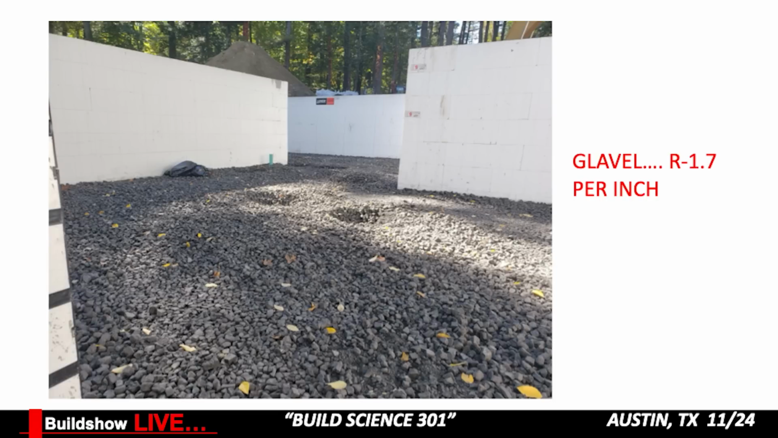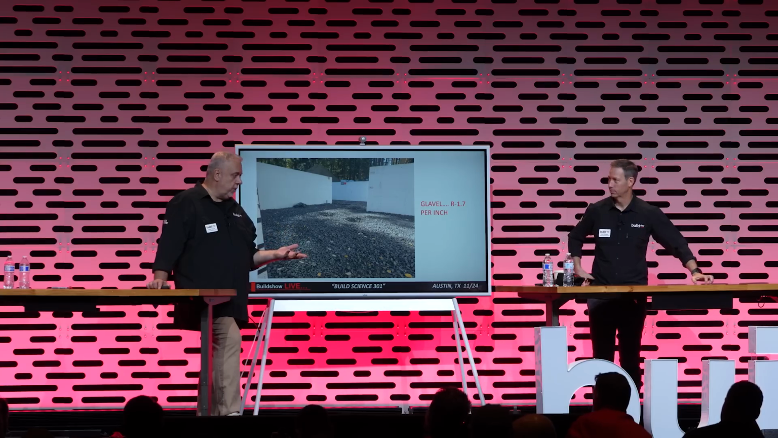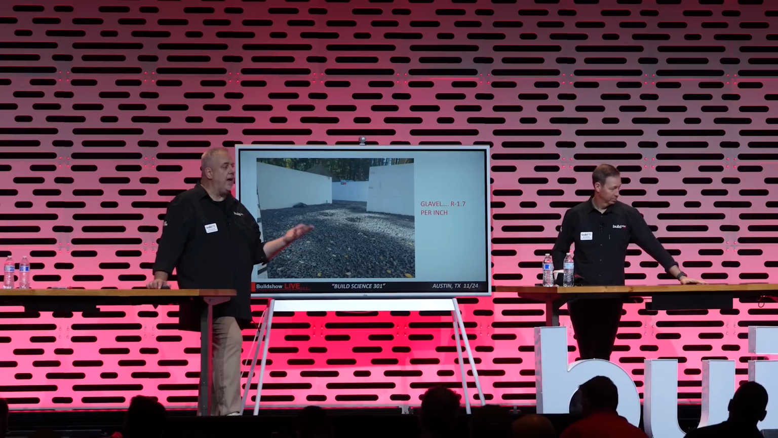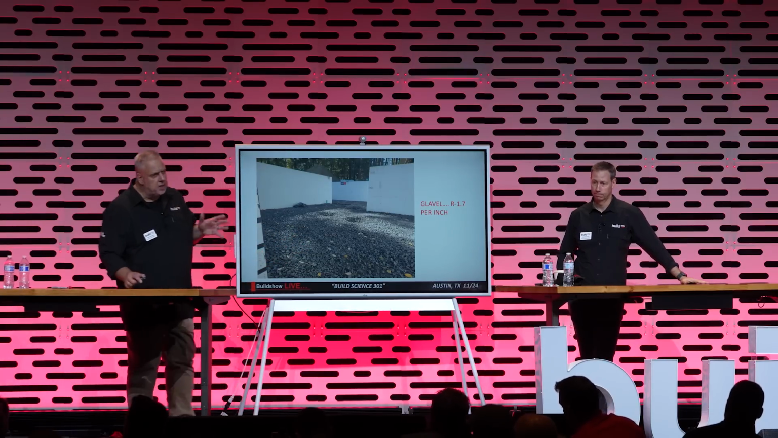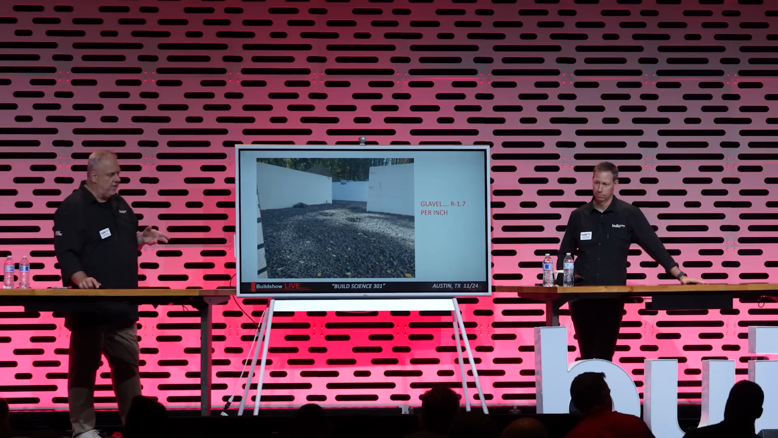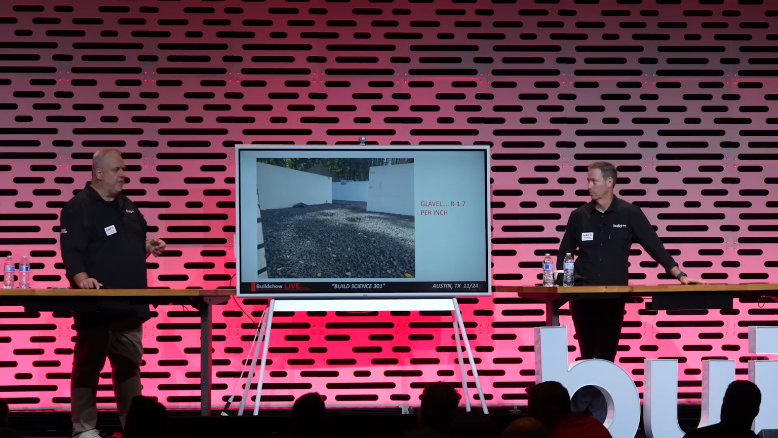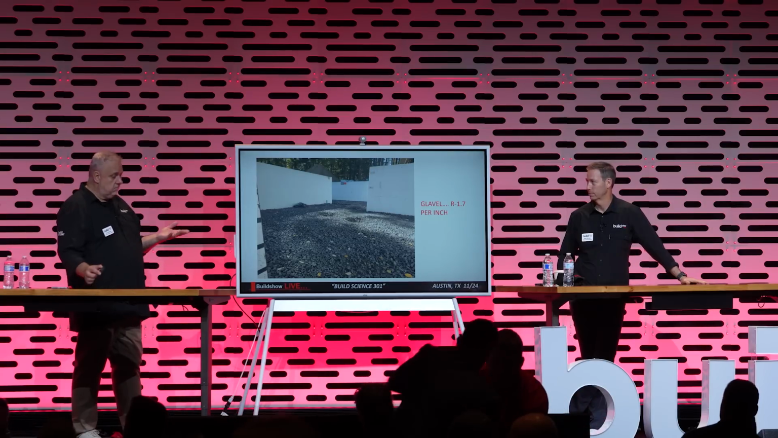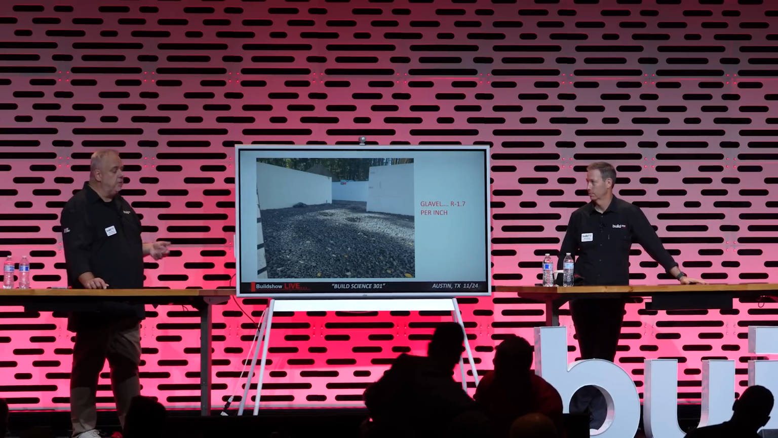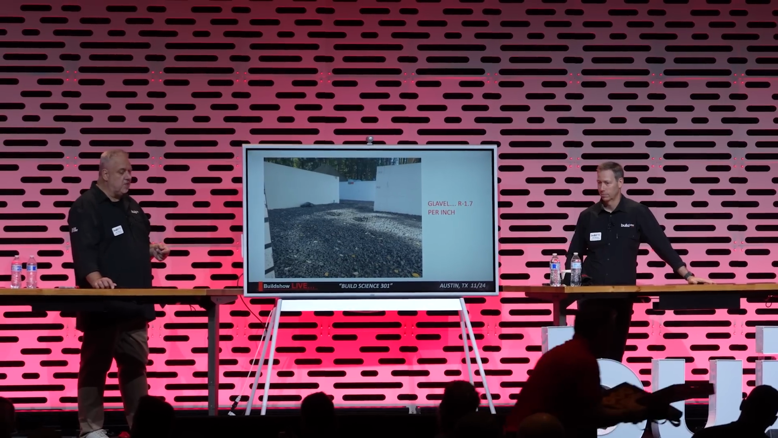Let's talk Glavel. Glavel, it's a fully recycled product. It's manufactured, I think it's up in Burlington, Vermont. Carries an R value of 1.7 per inch, but it's a drainage medium too. So you can put it under slab and get the insulation value. In this particular case, I think we used about 16 inches of it. So it came out to about R27 under slab. We had to backfill quite a bit too. So it was a good solution for that.